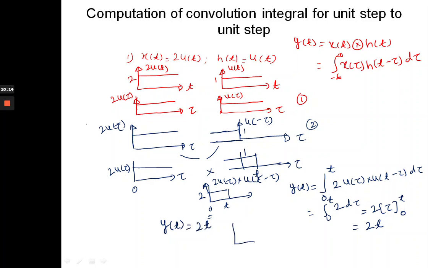Means if we plot t versus y of t, then we are getting this graph like this. For 1 this value will be 2, for 2 this value will be 4, means the slope of this line will be 2t. Then the second signal is, again here we will consider the convolution of the step signal with the step signal.